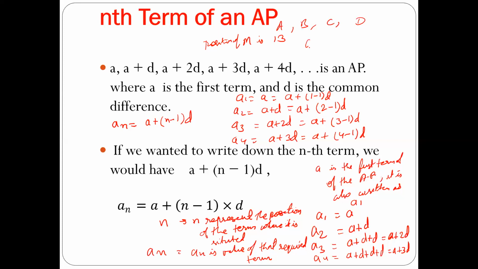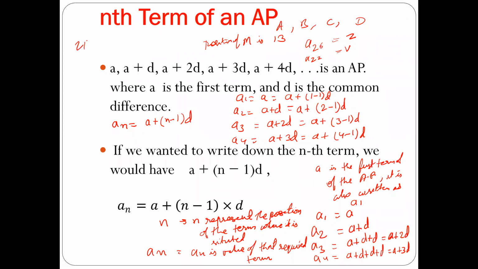At 26 position Z, at 22 position B. So these are the positions 26, 22, 13, and M, Z, B are the values of those terms. Here this is also calculated in numerical figures.